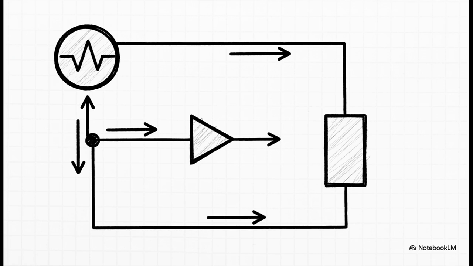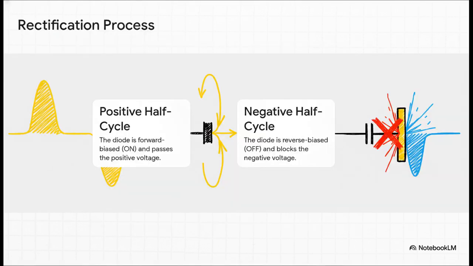We just take one single diode and stick it between our AC power source and whatever it is we want to power. We call that the load. That's it. That's the entire circuit. So how does this tiny thing work?